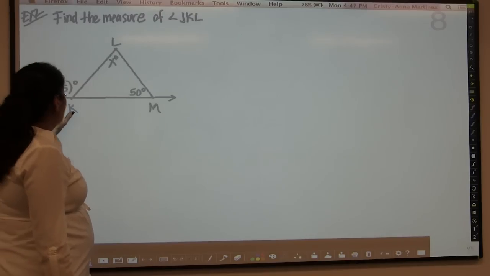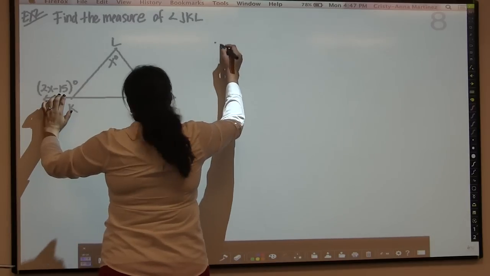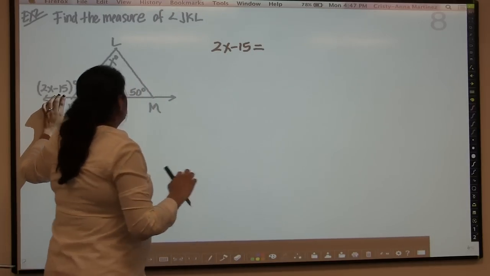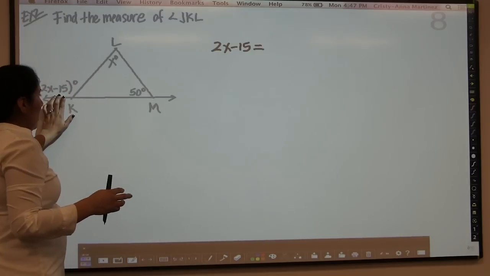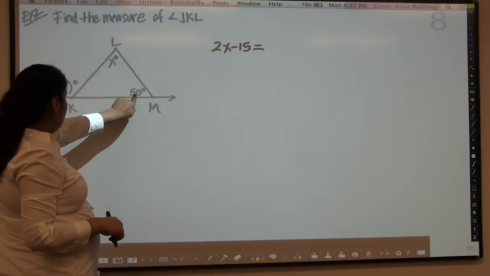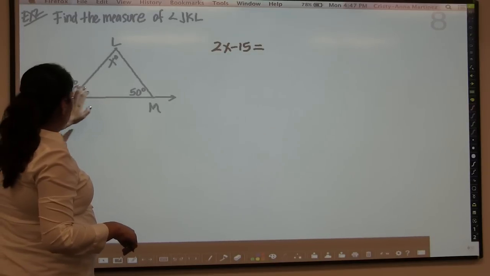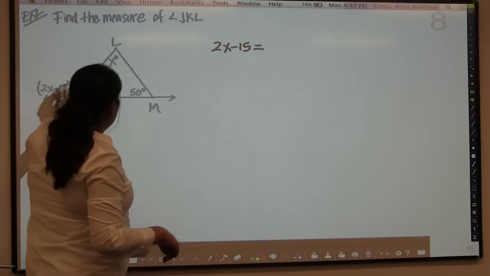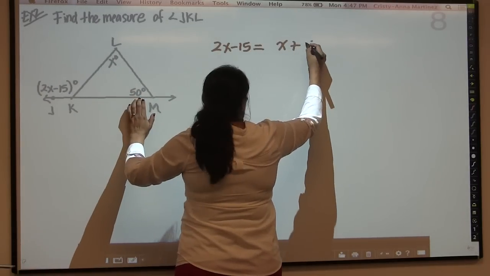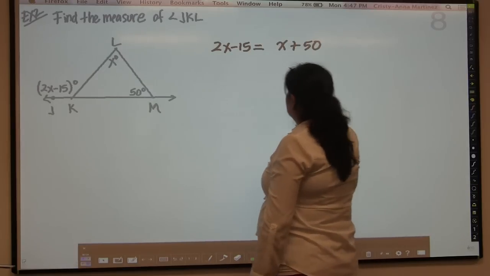And so we know that this exterior angle, which is 2x minus 15 degrees, should be equal to the two remote interior angles. The remote interior angles are angle L and this 50-degree angle, because this other angle is adjacent, so it's not remote. So 2x minus 15 should equal the sum of x and 50 degrees. Once we set up that equation, we can just solve it for x.